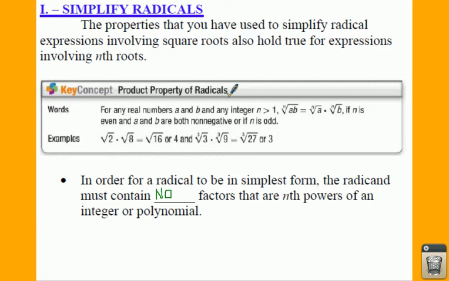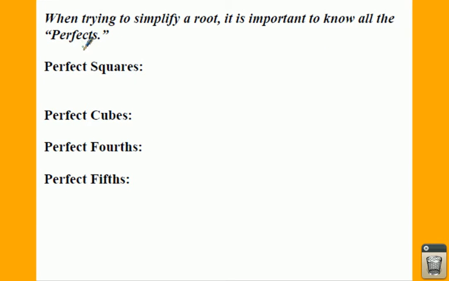If you have a cube, any perfect cubes can be factored out as well. And this holds true for squares, cubes, fourths, fifths. We're going to make sure that we don't have any factors that are of integers or polynomials in here. So when trying to simplify a root, you have to remember all your perfects. So perfect squares, obviously you have 1, 2 times 2 is 4, 3 times 3 is 9, 16, 25. You should know all of these up through 20 times 20.